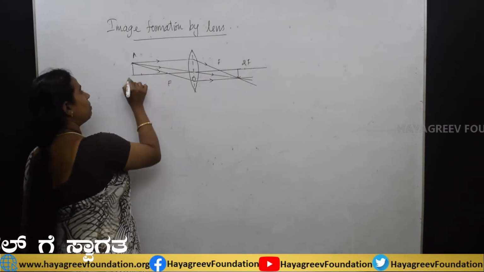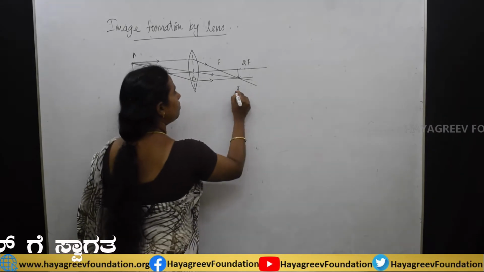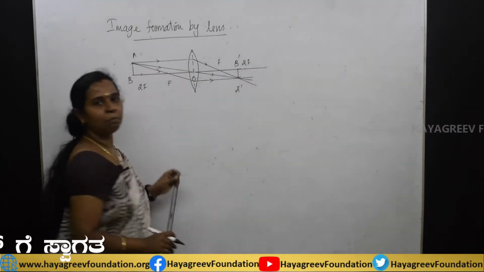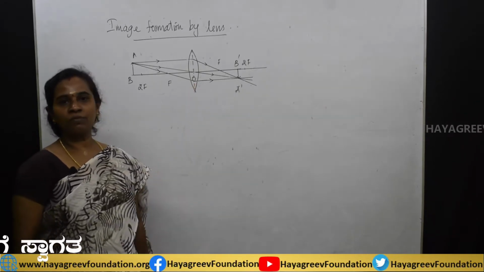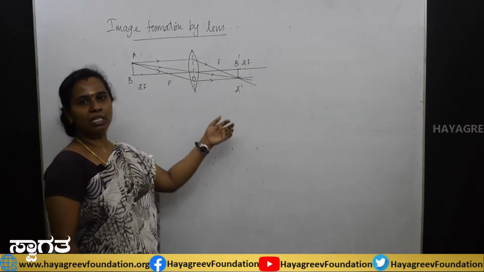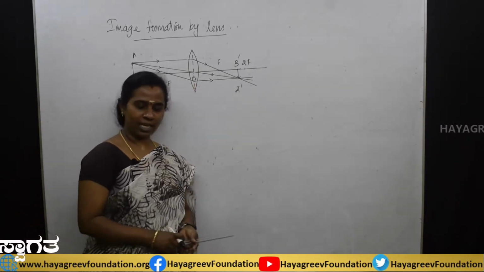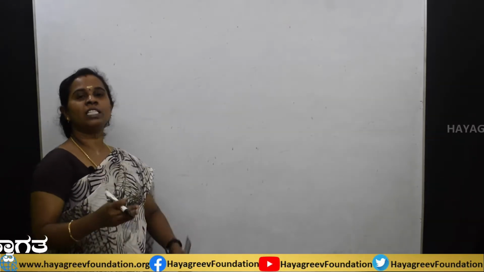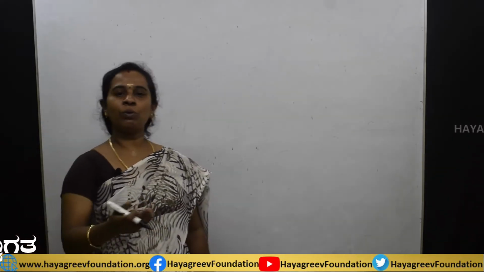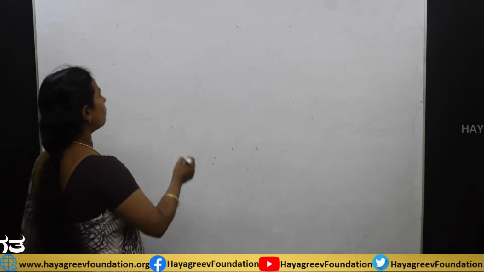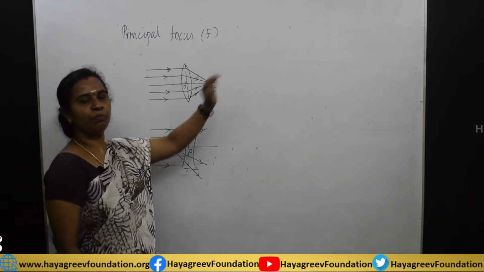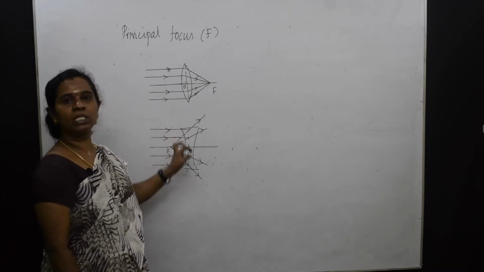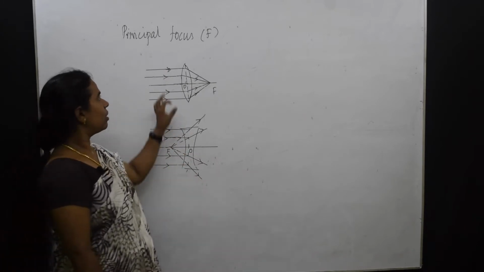The object we should mention as AB, the image we need to mention as A dash, B dash. Of these three rays, any two rays we can use to draw the image formation by a convex lens. Before that I am going to explain about the principal focus of convex lens and concave lens.